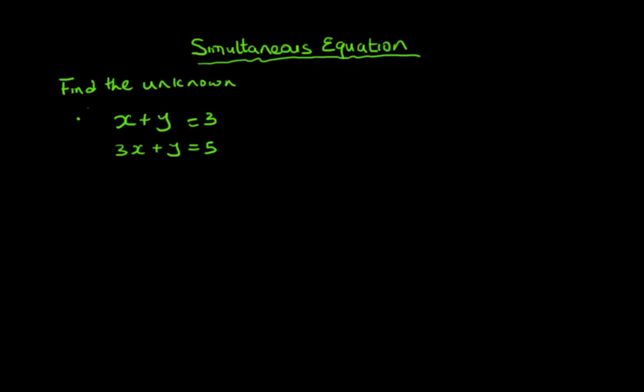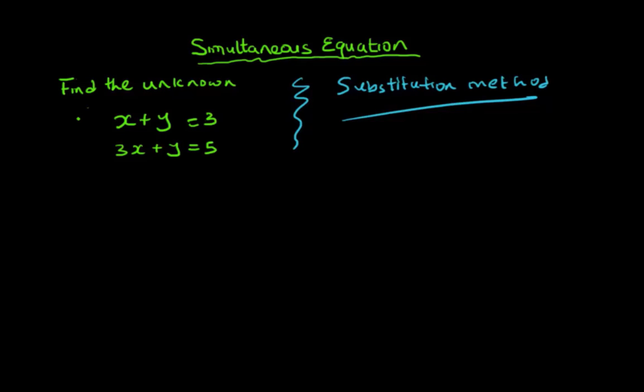All right, we are told to find the unknowns, and we're given two equations: x + y = 3, 3x + y = 5. Now, the first thing I need you to note before I solve this is that there are various methods of solving simultaneous equations. In this video, we are going to be looking at the substitution method. In subsequent videos, we are going to be considering other methods. So let's solve this question.